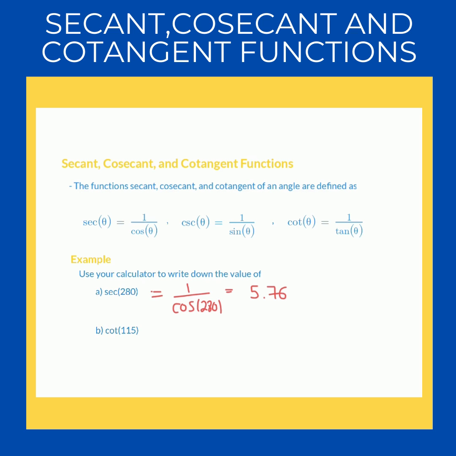Now in part B, we have cotangent of 115 degrees. So cotangent of theta is equal to 1 over tan theta. So cotangent of 115 is equal to 1 over tan of the angle 115 degrees. So 1 over tan 115 is equal to negative 0.466, correct to 3 significant figures.